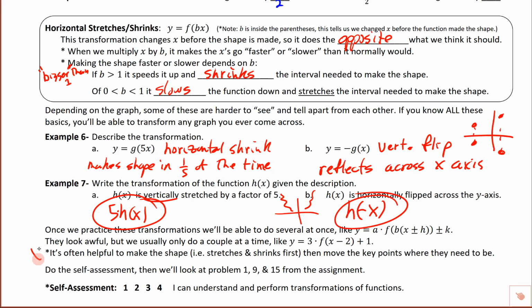And one last thing that I want to point out that we're going to use, it's often helpful to make the shape. In other words, make that new shape that stretches and shrinks first, and then move those key points where they need to be. And I'll show you what that looks like. So let's do the self-assessment, and then we'll look at problems number 1, 9, and 15 on the assignment.